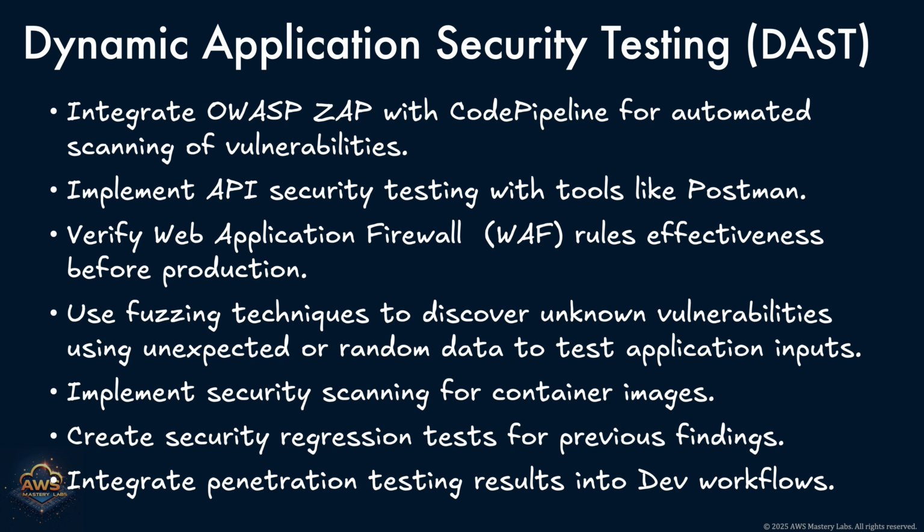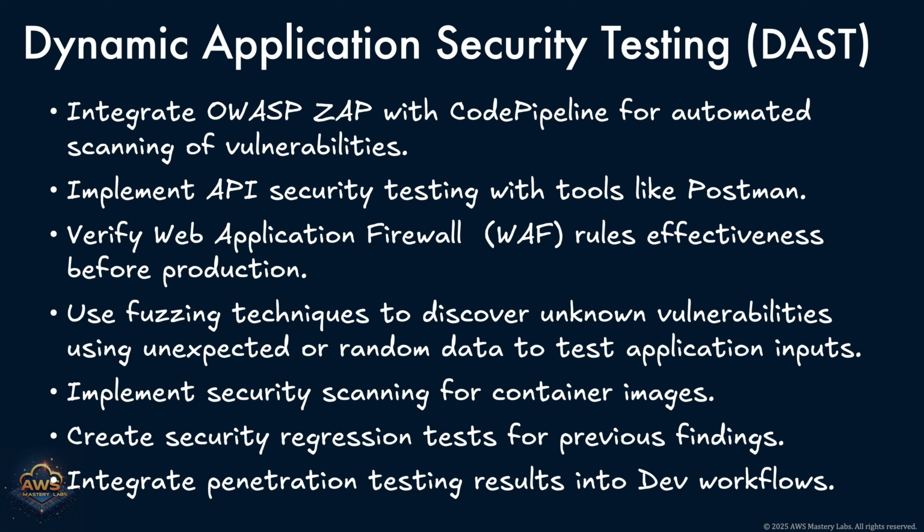ZAP emulates an attacker's perspective, probing for issues like SQL injection, cross-site scripting, and other common web vulnerabilities before they reach production. If you're developing APIs, tools like Postman can be extended beyond functional tests to include security test cases. You can automate tests that validate authentication flows, input validation, and ensure that access controls behave as expected.